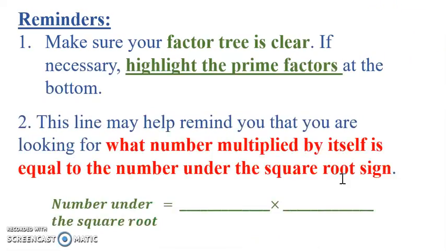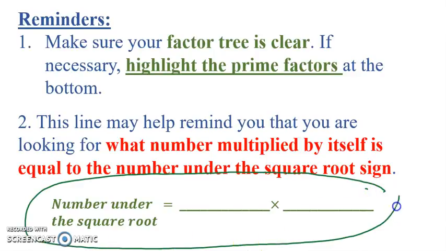So, reminders for you, make sure your factor tree is clear. Nice setting out is important, and highlight the prime factors at the bottom of the factor tree so you don't miss any. And I think this line here is very important to remember: you're looking for the number under the square root sign to be written as another number multiplied by itself. So you're trying to find that number under the square root sign equals what number times by the same number again, and that'll help you to find your square root.